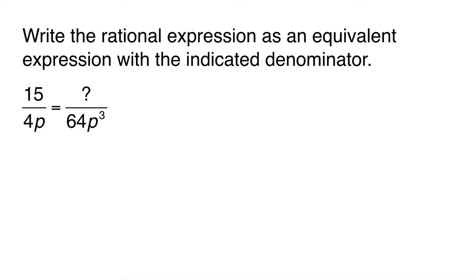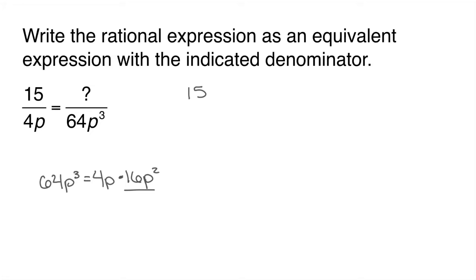4p by in order for it to equal 64p cubed. 64p cubed is equal to 4p times 16p squared, which means we need to multiply the numerator and denominator of the given rational expression by 16p squared.